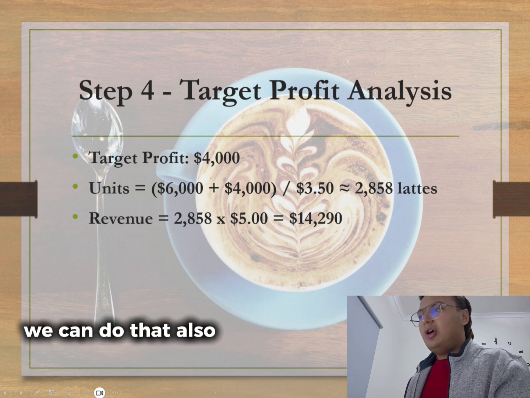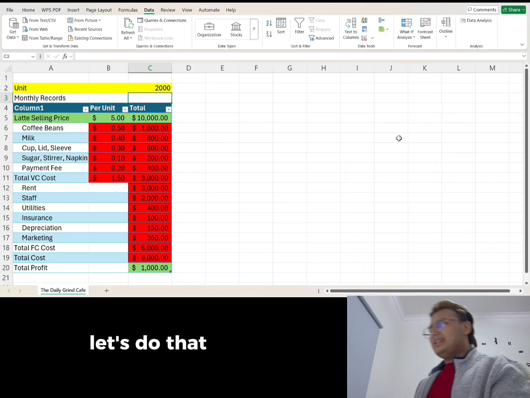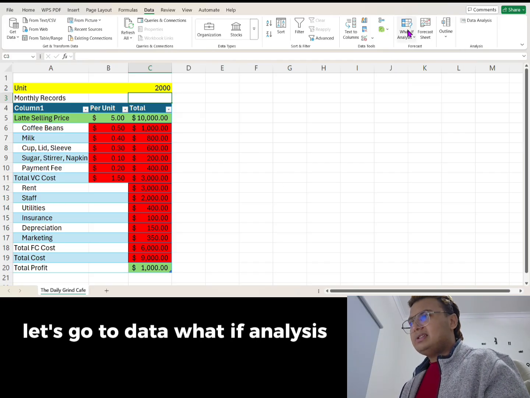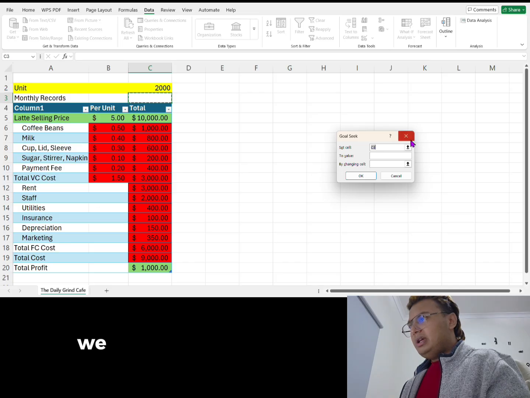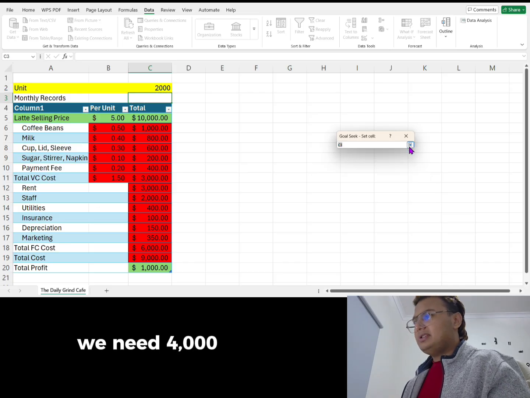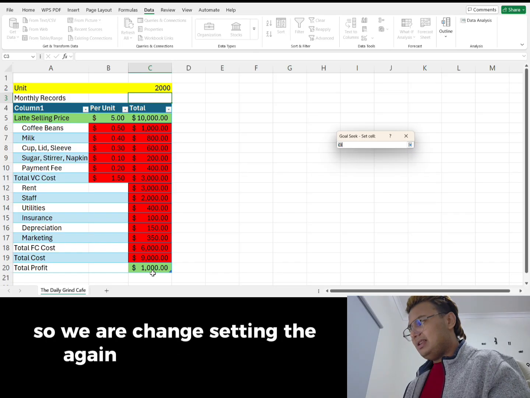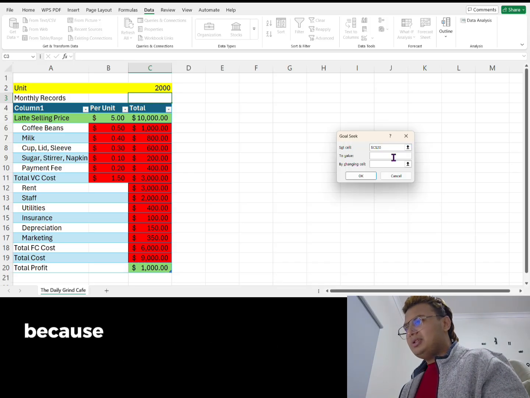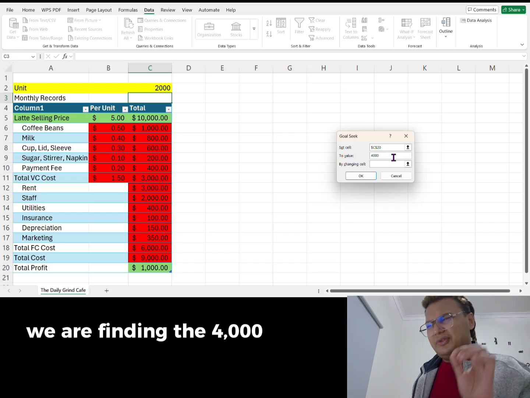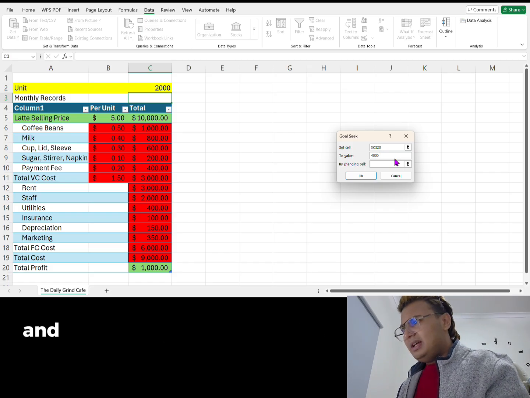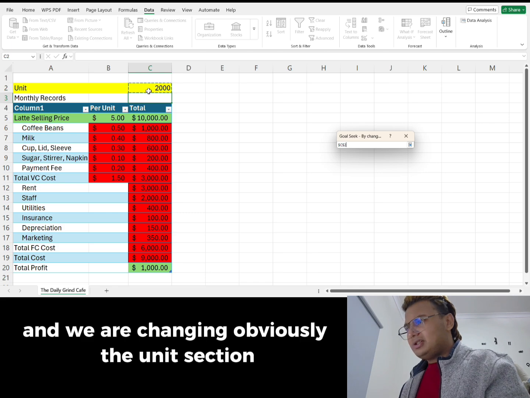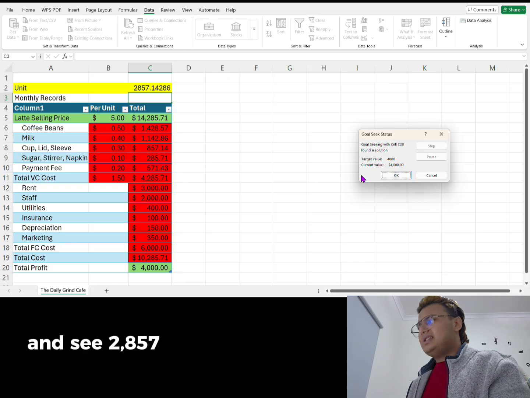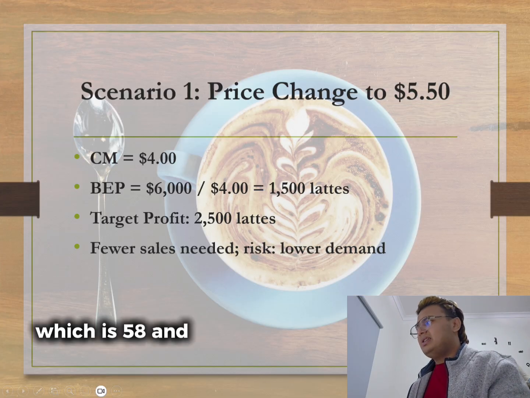We can do that also in Goal Seek. Let's go to Data, What-If Analysis, Goal Seek. We need 4,000 profit, so we are setting the profit cell, but this time instead of 0 we are setting 4,000, because we are not looking for the break-even point, we are finding the 4,000 profit. And we are changing the units cell, and we see 2,857 point something, which rounds to 2,858, and we have the result.